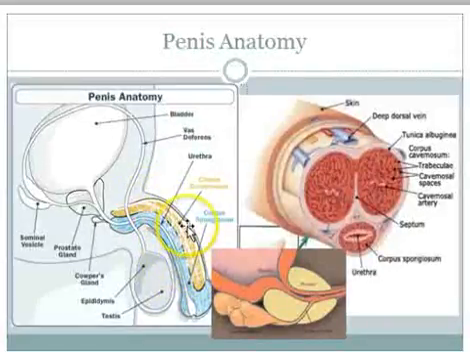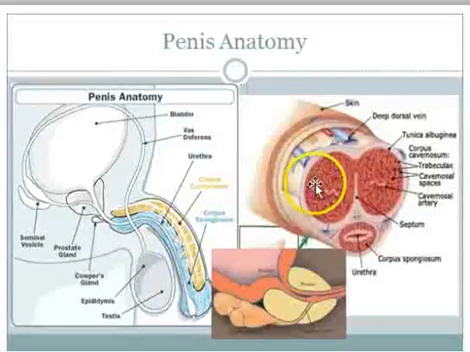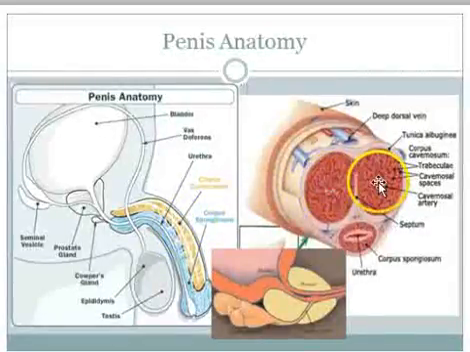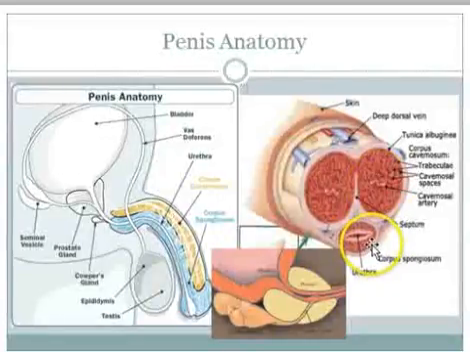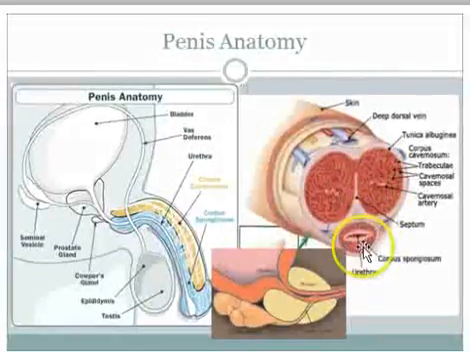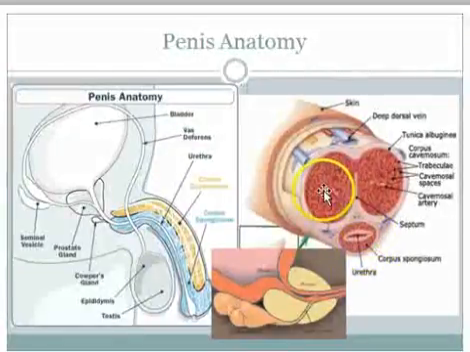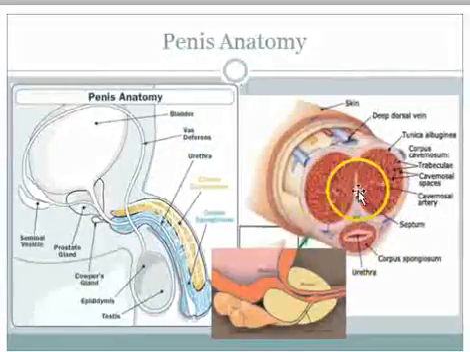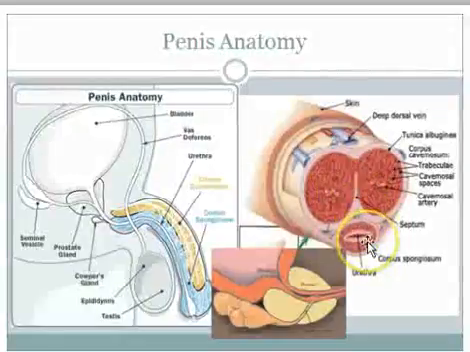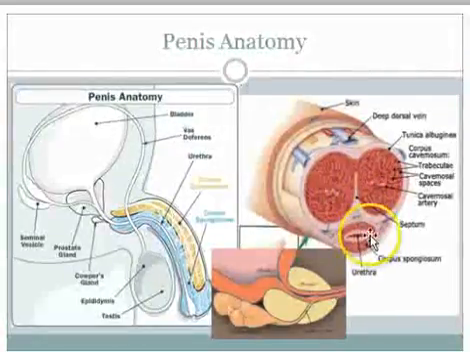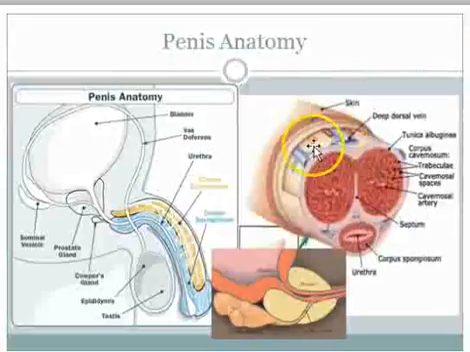And then I have that cross-sectioned over here. So our two corpus cavernosum are on top, and then our corpus spongiosum with the urethra running through it is on the ventral side. So dorsal side, ventral side. And in the event of an erection, these areas are what get really firm, whereas the corpus spongiosum stays soft so that it doesn't occlude the urethra. And you can see there's a lot of blood vessels that come in through here, which play a role in engorgement.